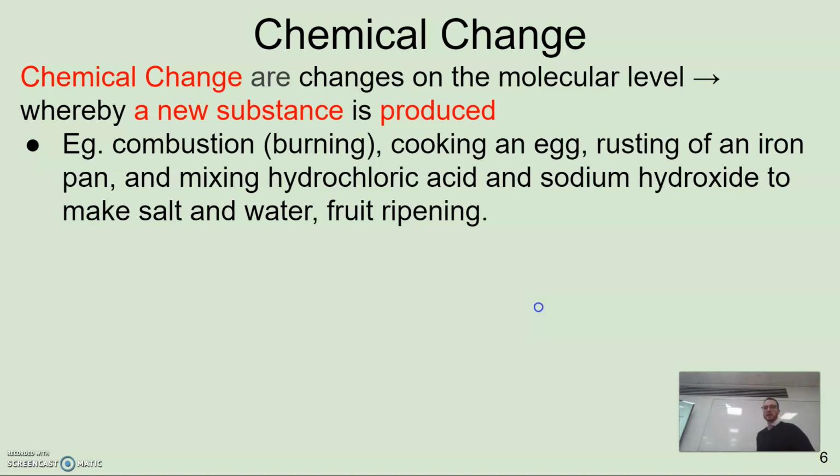Different examples: combustion, burning of something. We did that last week. Cooking an egg, right? It's a chemical change, changing something about the proteins, which is why the egg whites go from clear to white. Rusting of an iron pan, so it goes from that metallic look to browny reddish. Hydrochloric acid and sodium hydroxide, mix those together, you get salt and water. Fruit ripening is a chemical change.